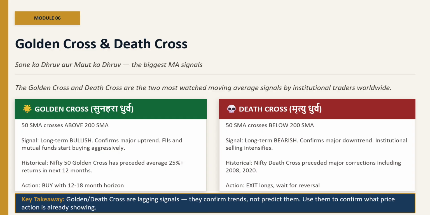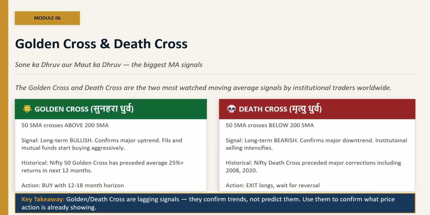The Golden Cross and Death Cross are the two most watched moving average signals by institutional traders worldwide. Golden Cross: the 50-day SMA crosses above the 200-day SMA. This confirms a long-term bullish trend. Institutions and mutual funds begin buying aggressively. Historically, the Nifty 50 has delivered 25% or more returns in the 12 months following a golden cross.